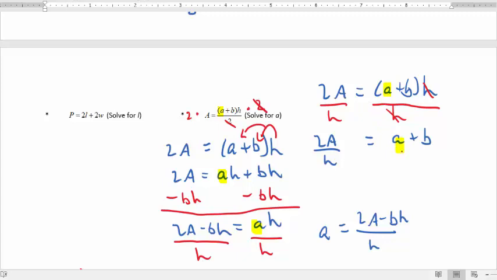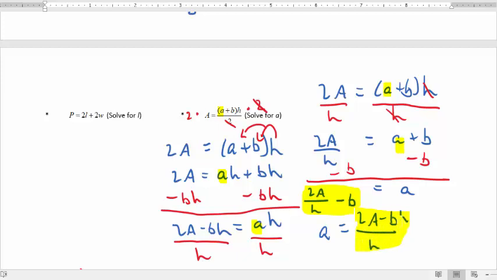So right now all I have to do to solve for a is just subtract b. And what would happen is I'd end up with a equals 2a over h minus b. And actually, it doesn't look like it, but this and this are actually equivalent. Now I won't show how they're equivalent, but it would involve just getting a common denominator. So either one of those answers actually would be acceptable in this case.